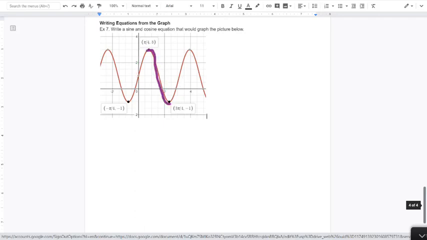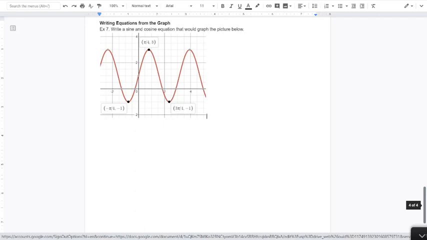If you start here, it could be a cosine graph shifted, or if you start here, it could be a negative cosine graph reflected, or shifted to the left. Or maybe it's a sine graph that got shifted too. So there's really an infinite amount of equations that you could write. So it says write a sine and a cosine equation.